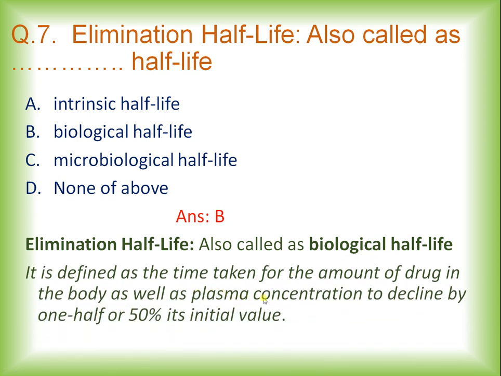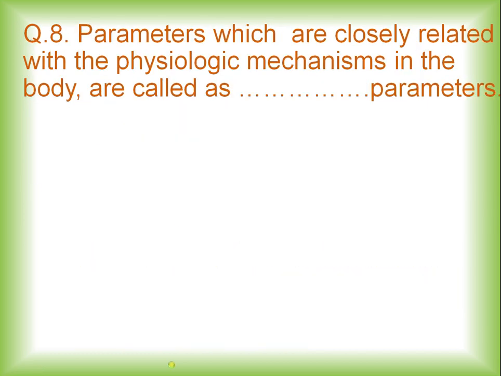It is defined as the time taken for the amount of drug in the body as well as plasma drug concentration to decline by 1/2 or 50% of its initial concentration. Means the overall time required for the drug in the body or in the plasma concentration to decline to its 1/2 or 50% of its initial concentration is called elimination half-life, biological half-life, or T-half. And it is expressed in hours or minutes.